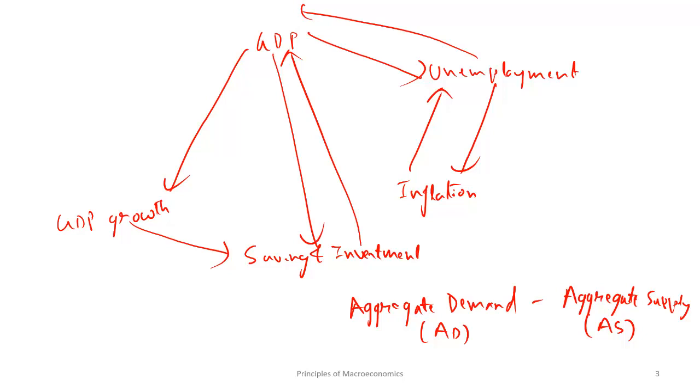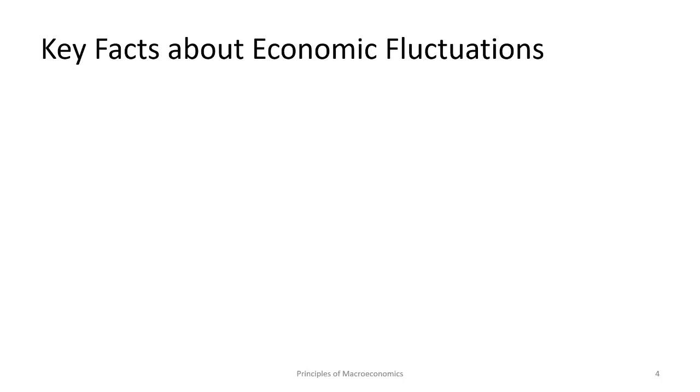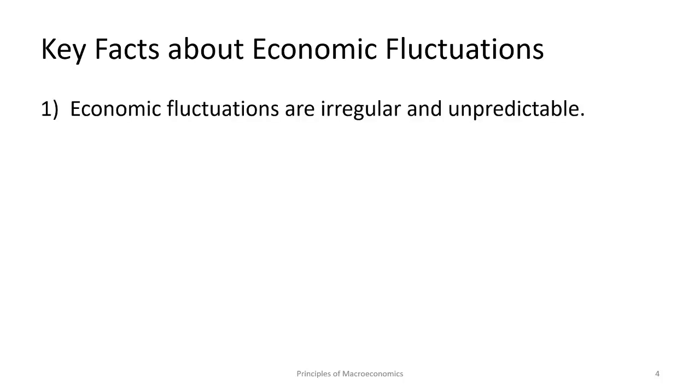Before we go in there, let's talk about some key facts about the economy. So, key facts about economic fluctuations. First, economic fluctuations are irregular and unpredictable. Nobody in this world can predict when the economic fluctuations, the ups and downs, are going to start and when they are going to end. And this is one of the puzzles in the world of macroeconomics, or in economics in general: when a recession starts and when it ends. Because if you can predict, you can take steps to counter it. However, in reality, you cannot predict.